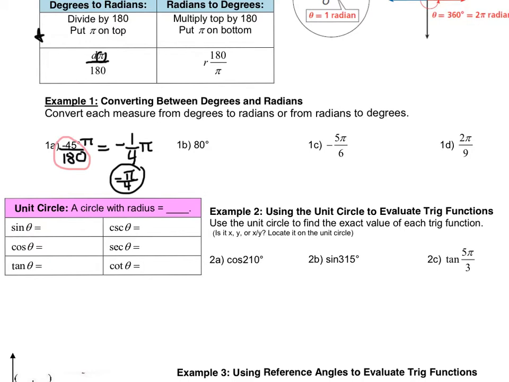Try 1b. Hopefully you divided by 180, you put pi on top. When you type in 80 divided by 180, or if you just simplify it, you'll get 4/9, and then we'll put the pi on top.